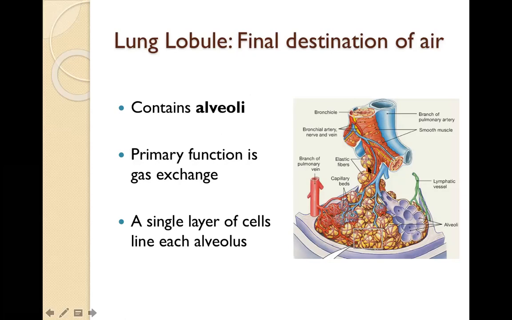And you can actually see some of these sacs. It's like a bunch of grapes. And each of those sacs will have air, and each of those sacs is actually going to be a single layer of cells thick and will be covered by capillaries. So there is a single layer of cells with a capillary over top of it, and it allows for gas exchange to happen because it's over a very short distance.